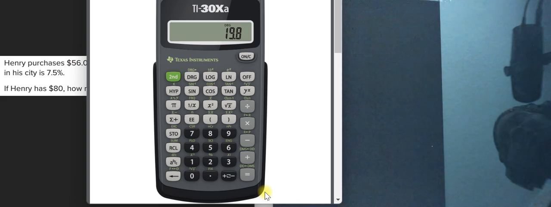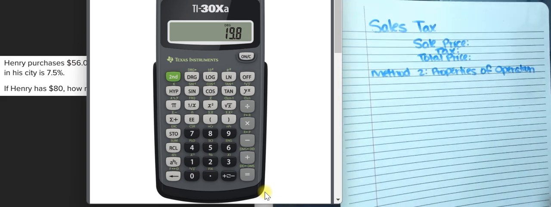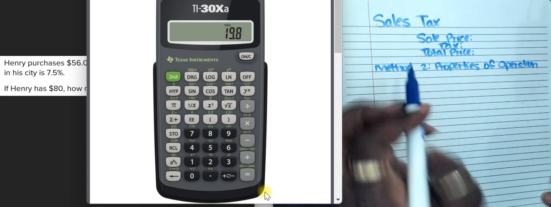Okay. In the second method, we're going to use properties of operation. So it's the same thing.